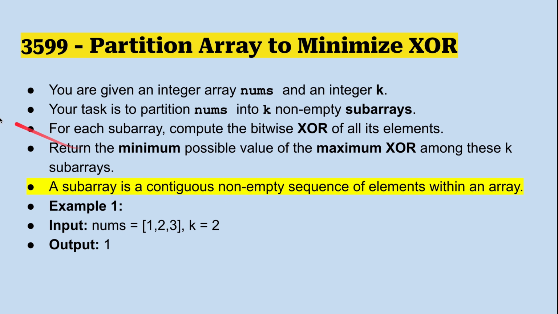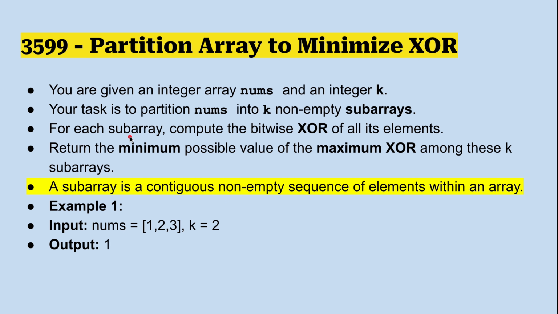step by step. The question says that you are given an integer array named nums, and another variable k. What is our task? Our task is to partition this array nums into k non-empty subarrays. It means we will partition this array into subarrays, but the subarrays should not be empty. Some elements should be there in all k parts.